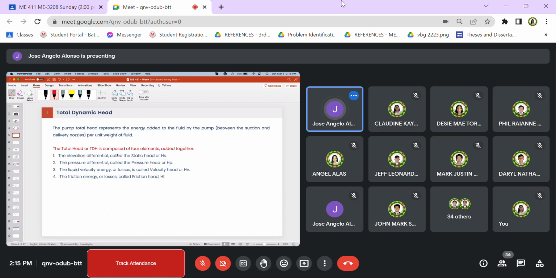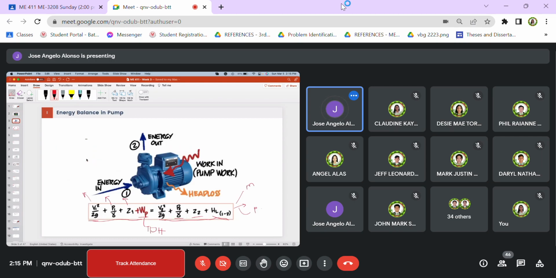So the total dynamic head is the pump total head. It represents the energy added to the fluid by the pump between the suction and the delivery nozzle per unit weight of fluid. So our total dynamic head, or simply termed as TDH, is composed of 4 elements added together. The first one is the elevation differential. We just took that from Bernoulli's equation. I'll paste it here on our next slide.